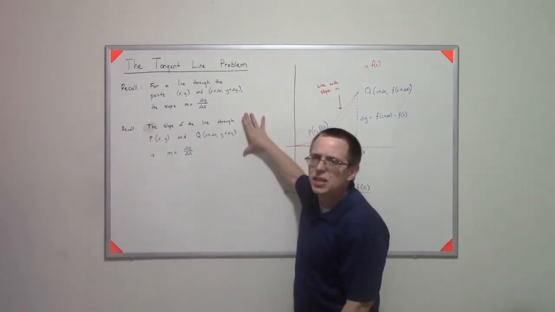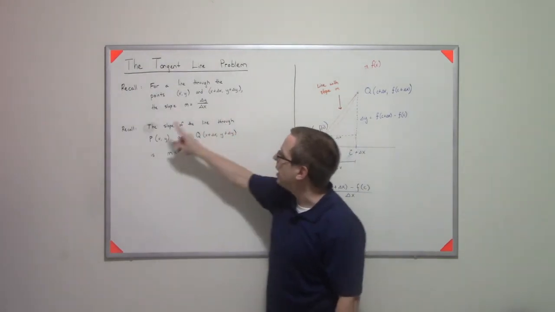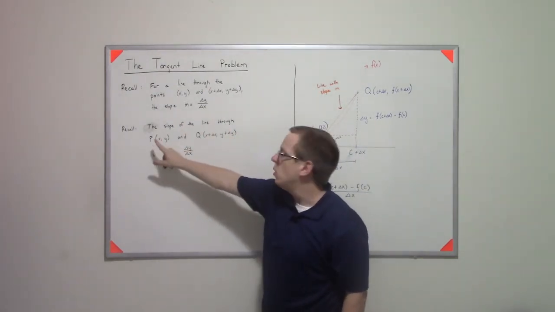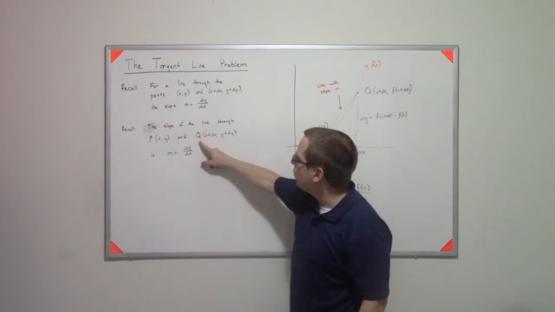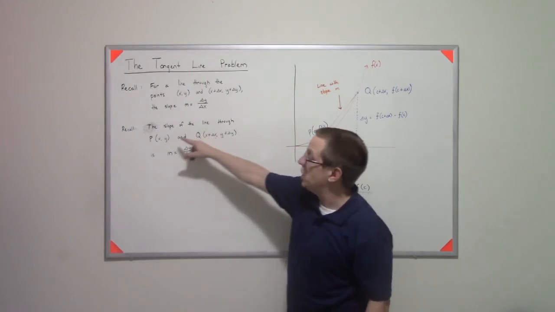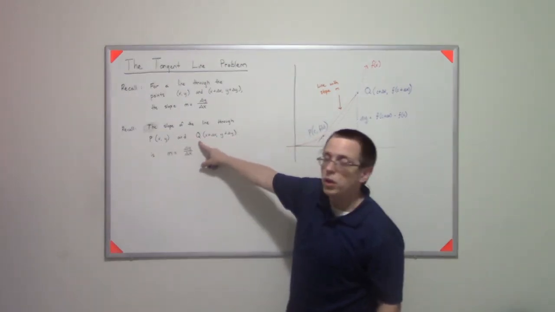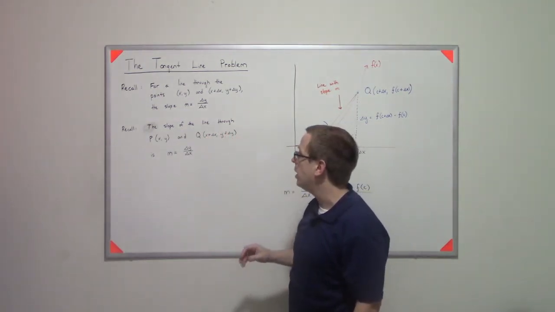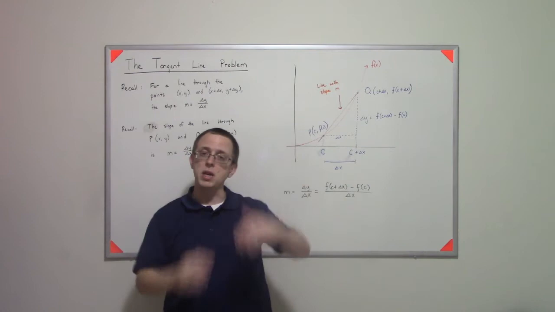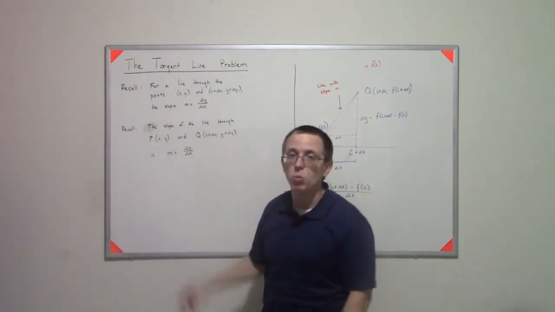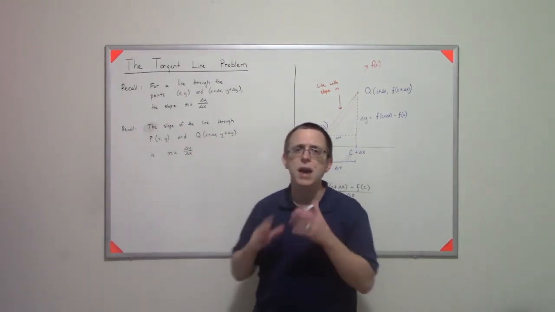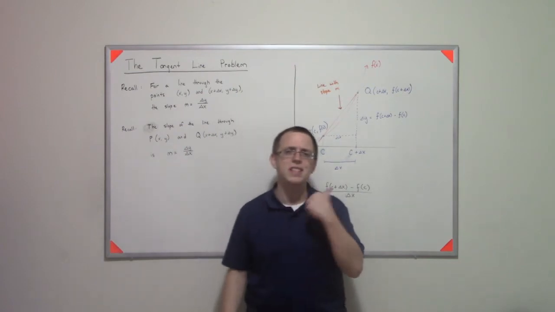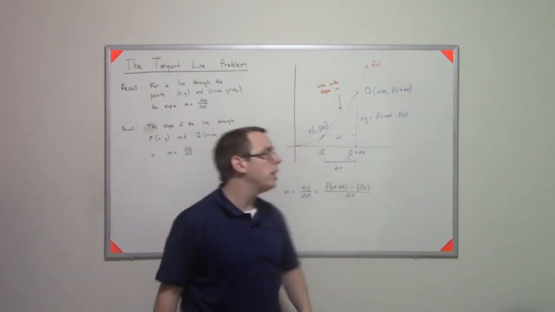Similarly, I could say this in a more general way: if there's some point P at x and y, and some point Q at x plus delta x and y plus delta y, then the slope of the line through P and Q is simply the change in y divided by the change in x. And that's our preliminaries. That's how we want to set this thing up. So let's take a look at an actual function.